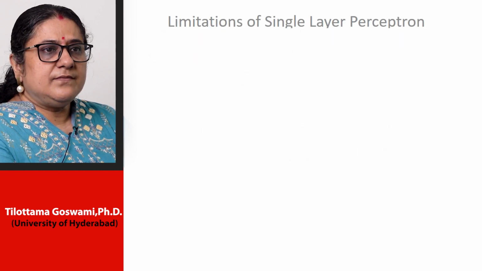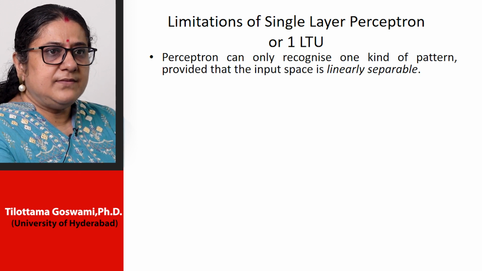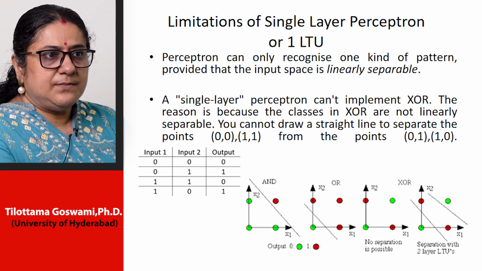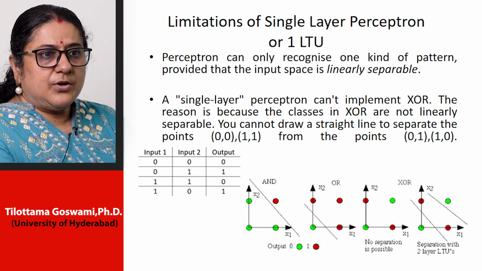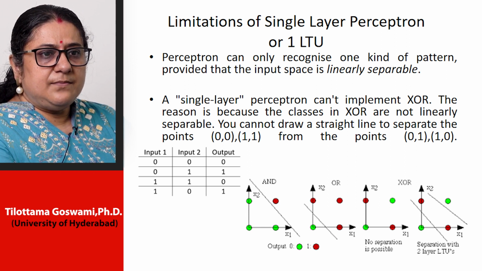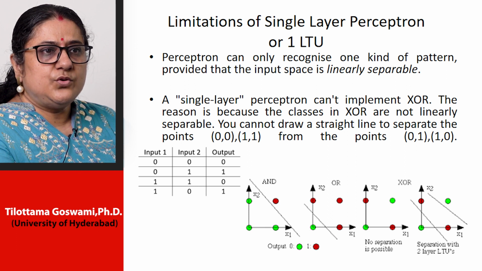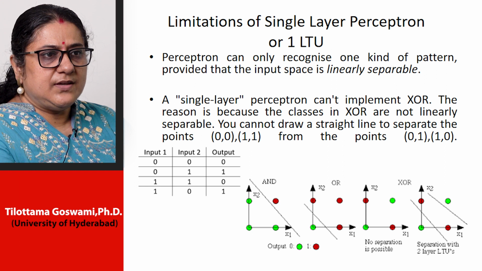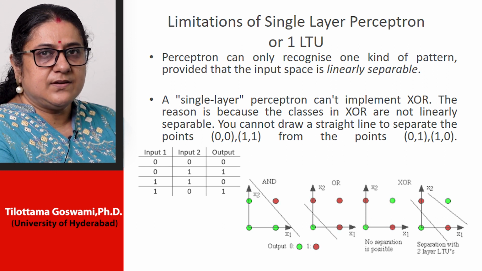This is a limitation of the single layer perceptron: it can recognize only one kind of pattern, which is linearly separable. Diagrammatically, we can see the table and how it is represented using the plot. In the last one, XOR, it can be separated, but it needs a two-layer LTU. So it is not one line but two lines that separate the red points from the green points in the case of XOR.